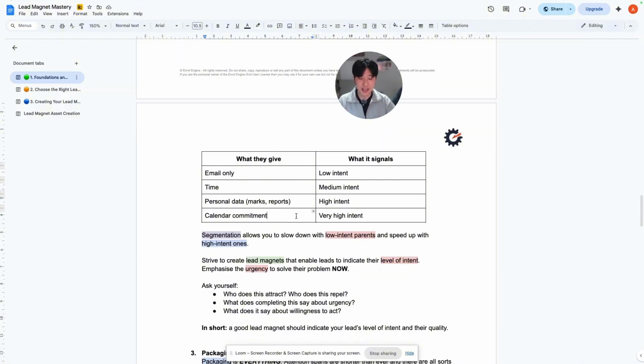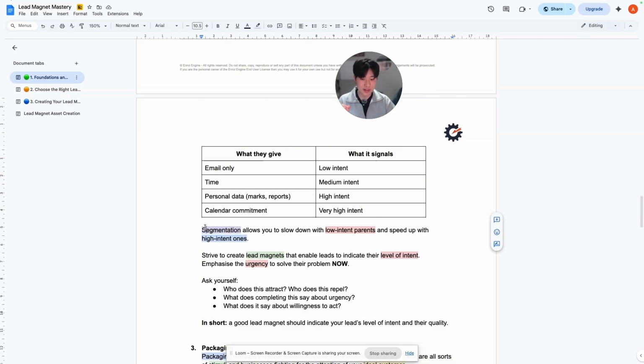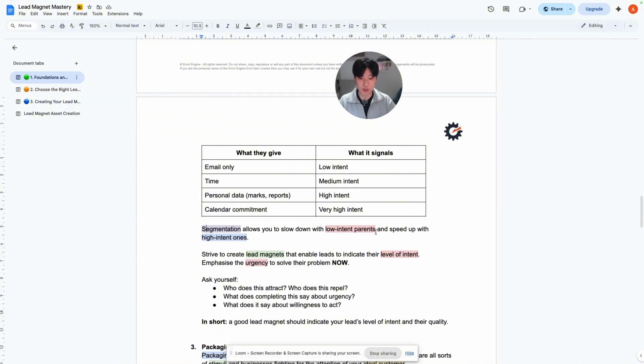And lastly, if they actually give a calendar commitment, which oftentimes entails all three of these. A calendar commitment requires their phone number, their email, their time, their personal data, such as how their child is progressing, talk about the reports. That is very high intent. Segmentation allows you to slow down with the low intent parents and speed up with the high intent ones.